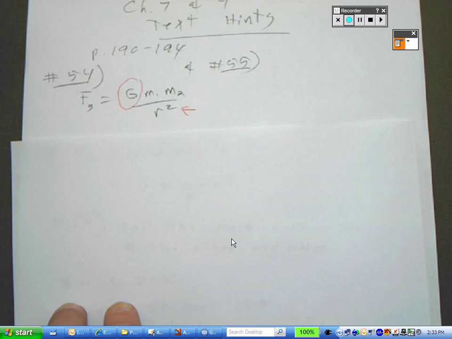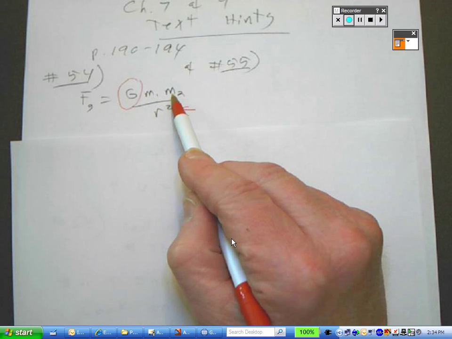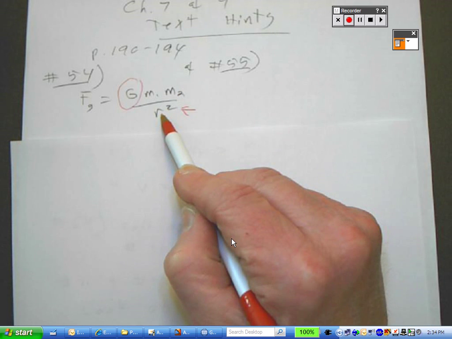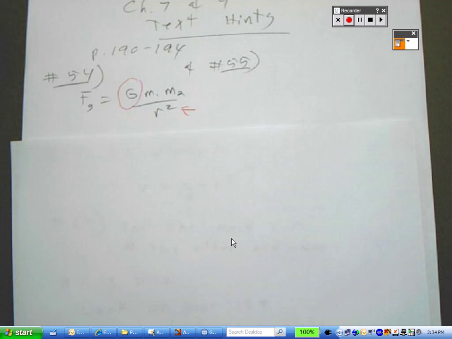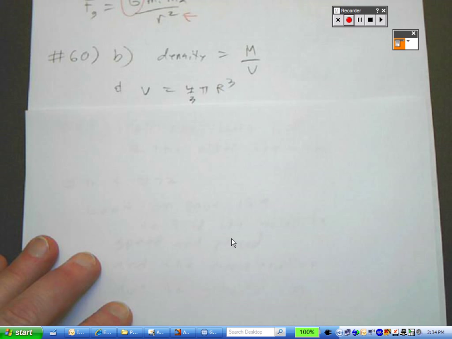So I didn't list anything here for number 55 because it's the very same formula. This time it's the force of gravity between two people. Again, m1 will stand for the mass of one object, m2 for the other one. R, not the radius, but the distance between the two objects. Let's look at number 60 next.